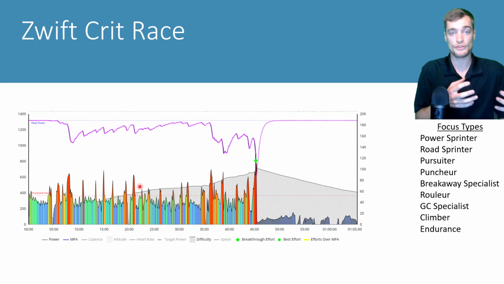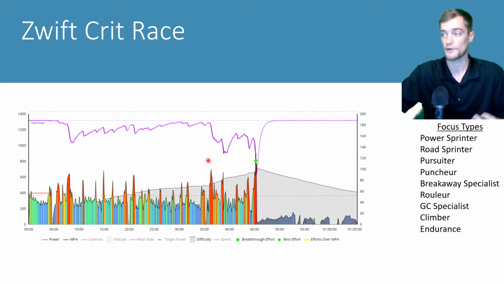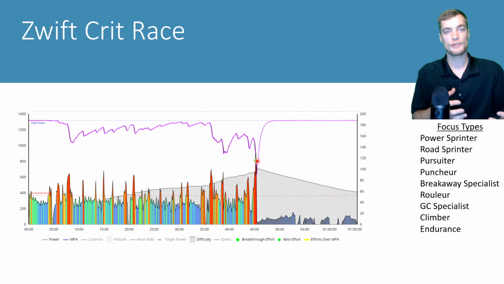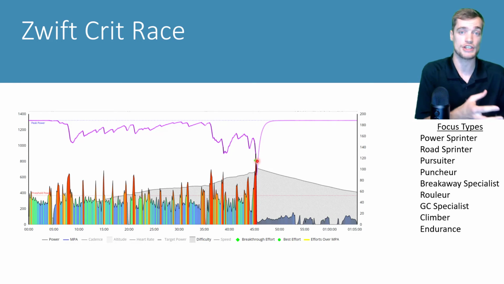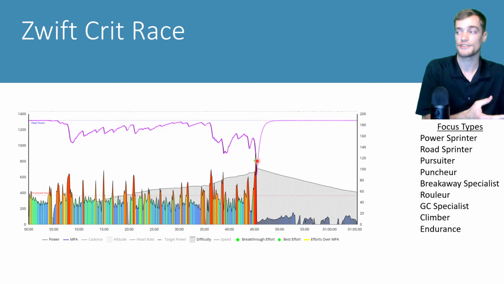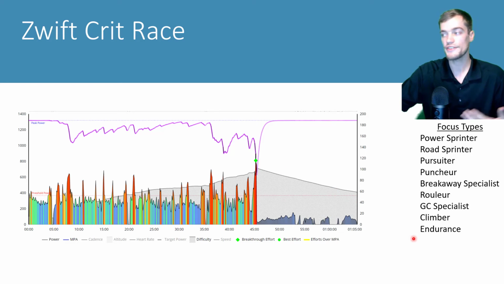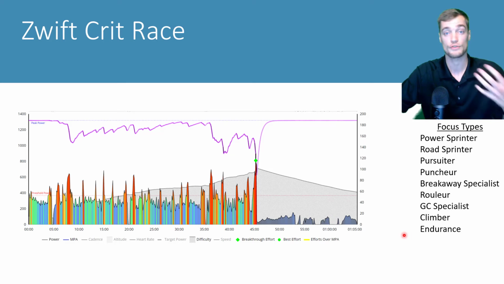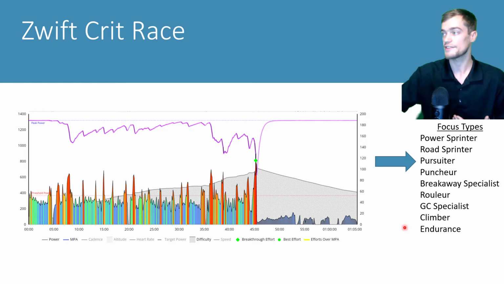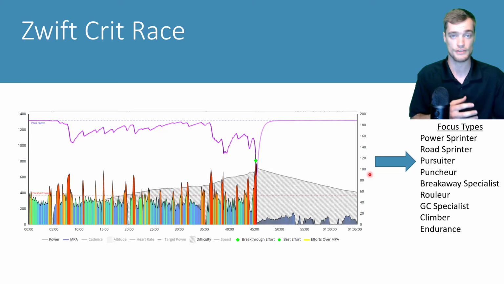And all of those surging efforts and the sprint effort at the end, you're now starting to put XSS on your HIE and your peak power systems. So now this isn't going to be an endurance focus ride because we're also straining your sprinting and your HIE systems. So we might expect to see a focus type of Pursuiter for this activity because there's sprinting, because there's hard efforts.